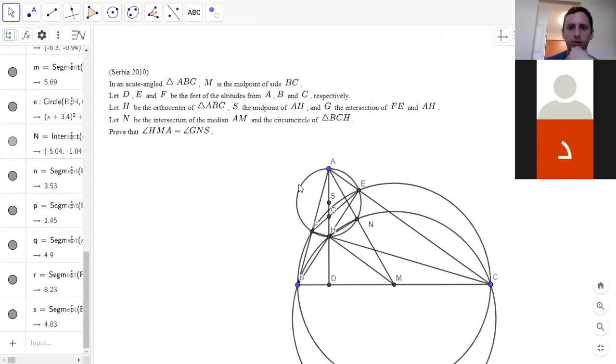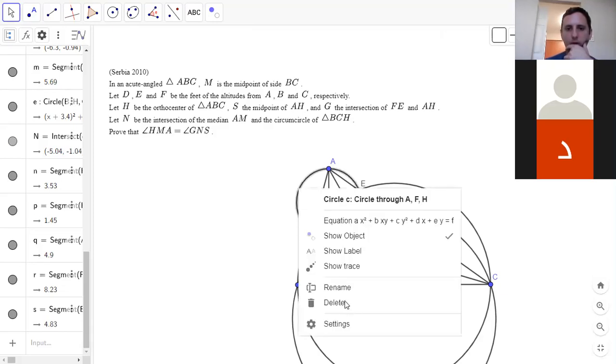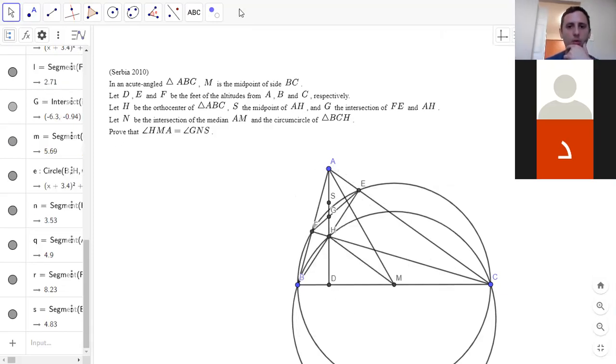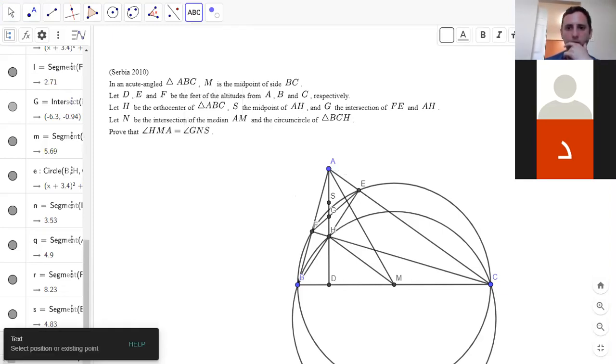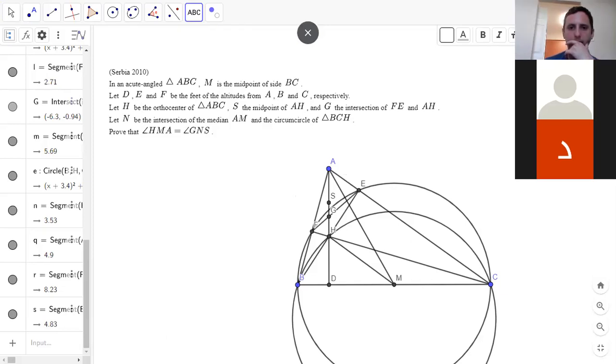Yeah, maybe we don't need this circle. I don't think we need this one. Okay, so whoops. Let me hide that circle instead of deleting it.